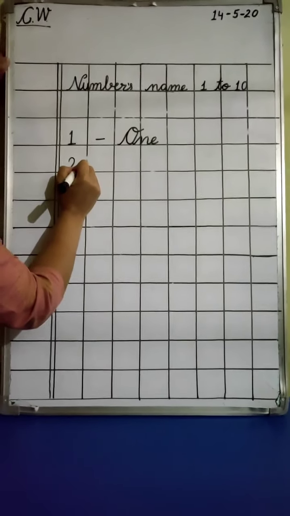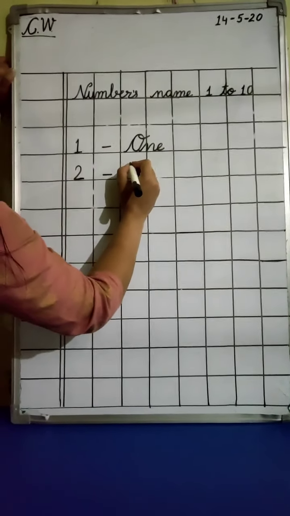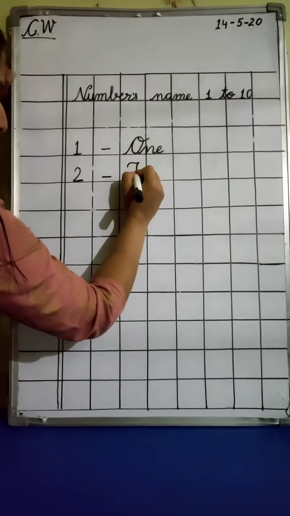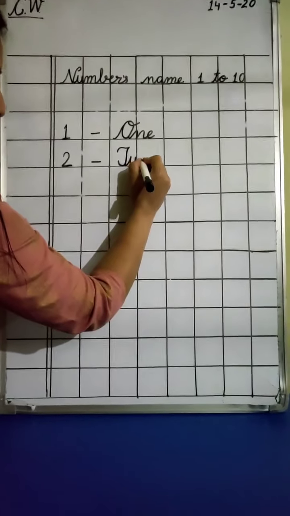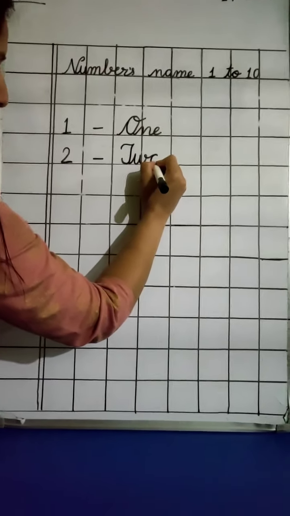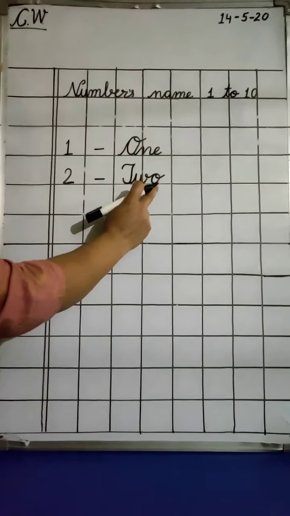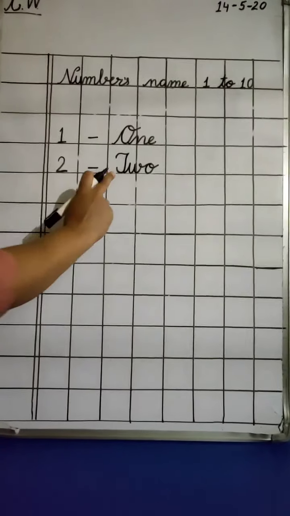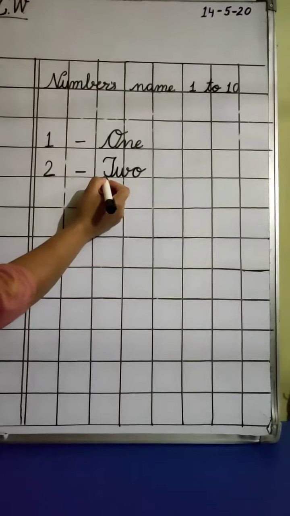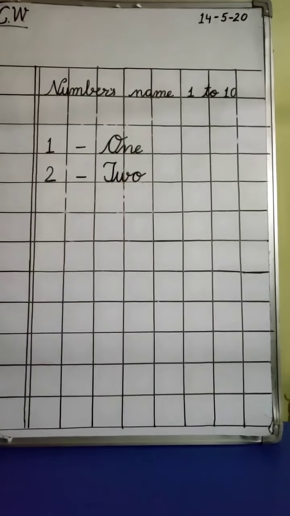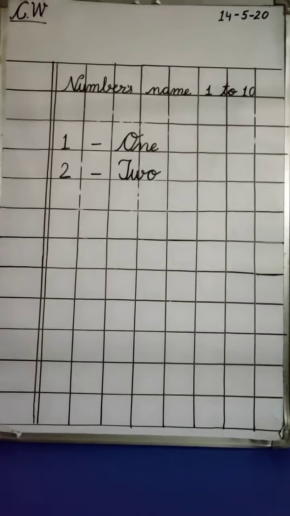Now, 2. What is the spelling of 2? T, W, O, 2. T W O, 2. And look here, how I am writing. I am touching this down line of the box. Okay, and you are to write like this.